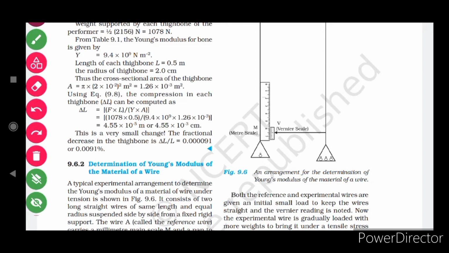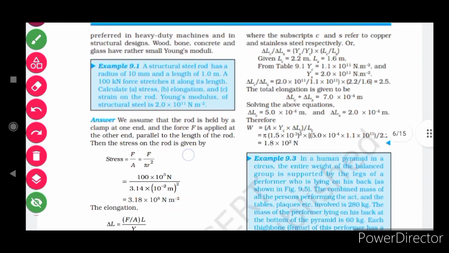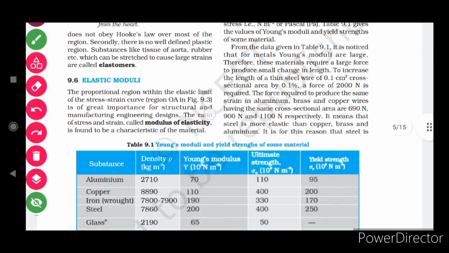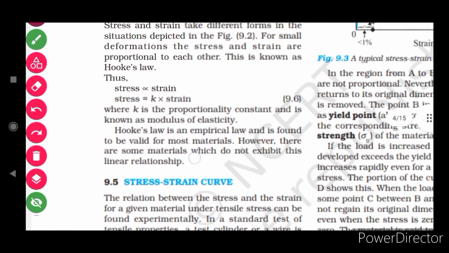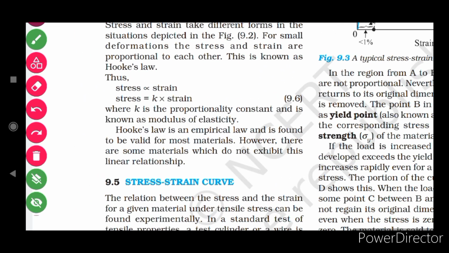So we come to know that the more weight we put, the more the length increases, and we'll find a relation. It is directly proportional, up to a certain point, for small deformation. This is Hooke's law: stress and strain are proportional to each other. We'll discuss this experiment later. More will be the stress, more will be the strain, and the ratio will be a constant.